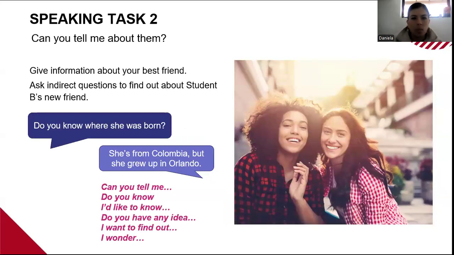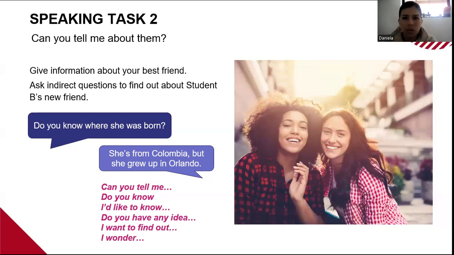Now, when you want to give information about your friend, your husband, your wife, your children, etc., you can ask indirect questions to find out about someone. What's the difference here? Direct questions are the ones that you just go straight and ask, like where do you live? Where are you from? What are you into? What do you like to play? What sports do you like?